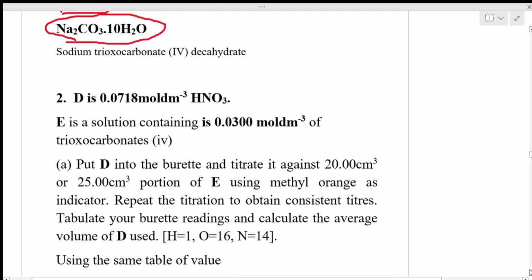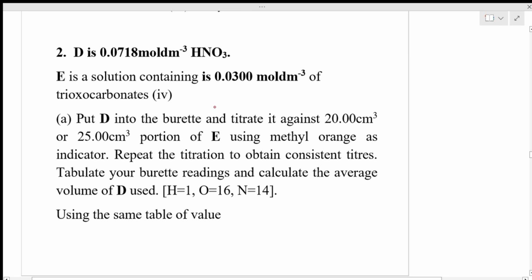Let's look at question number 2. Question number 2 says D is a solution of 0.071 mole per DMQ of HNO3 and E is a solution containing 0.0300 mole per DMQ of trioxocarbonate. Now, in this particular question, we are only given HNO3. We are not given the formula for the trioxocarbonate 3. Trioxocarbonate 3 can be sodium trioxocarbonate 3, potassium trioxocarbonate 3, magnesium trioxocarbonate 3, or calcium trioxocarbonate 3. But specifically, this question does not give us a clue on the exact trioxocarbonate 3 we are dealing with.